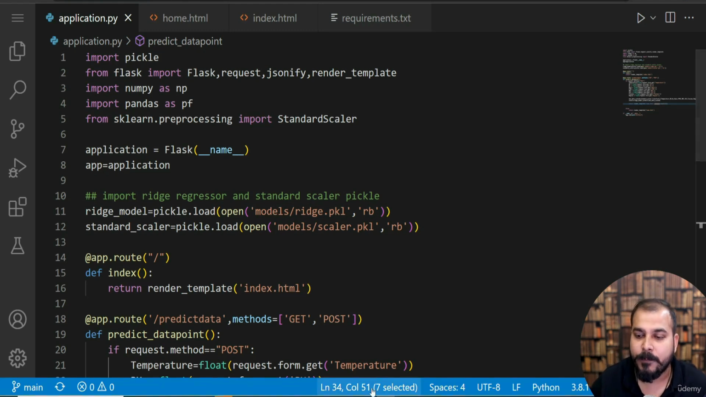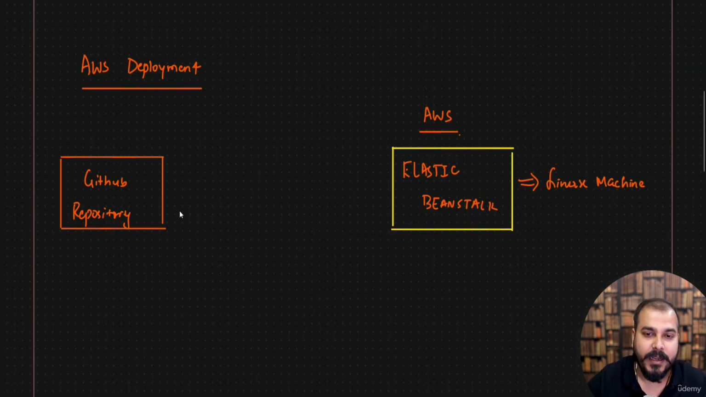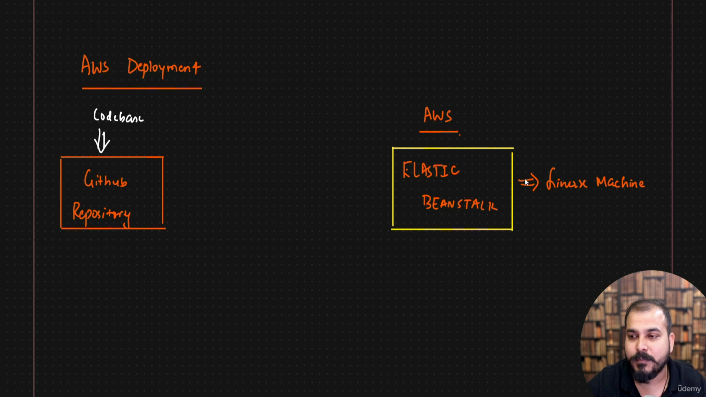Just to give you an idea of what exactly we are doing. Right now, our entire code base is in our GitHub repository. Now we need to do the deployment in AWS, and specifically here we are going to use Elastic Beanstalk. What exactly is Elastic Beanstalk? It's just like a Linux machine, where you will be able to create the environment and run your application in short. So we are going to deploy our code base entirely from here to Elastic Beanstalk.